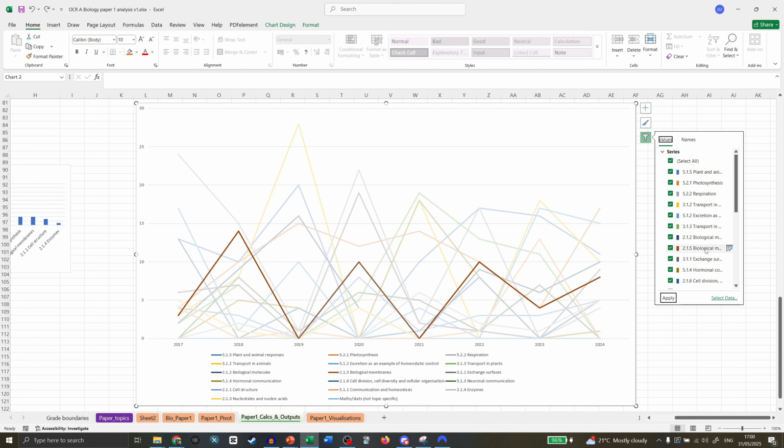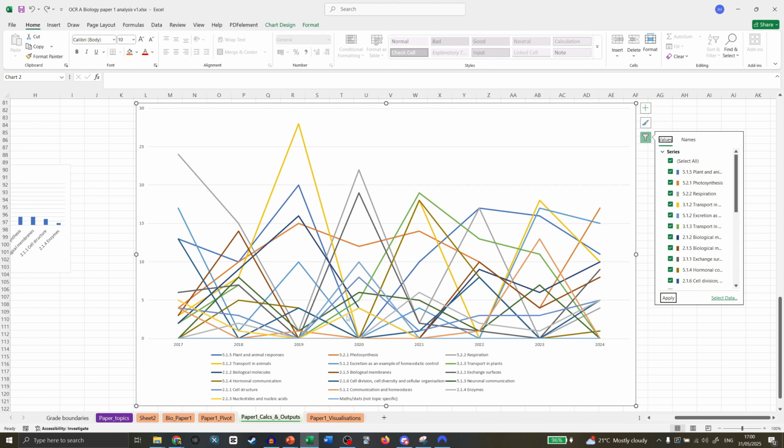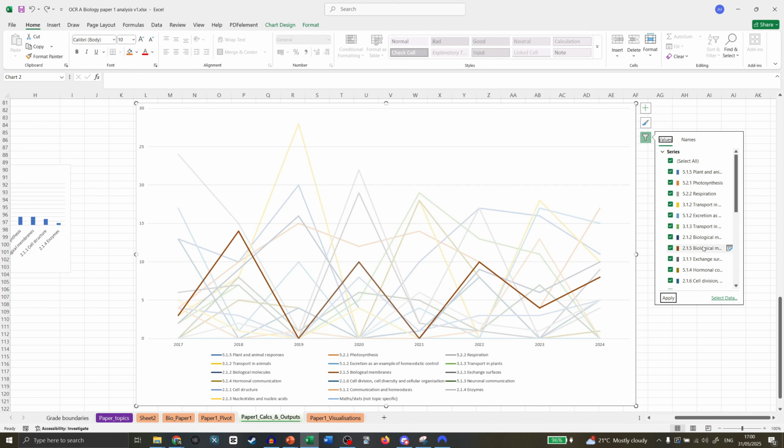I think this is biomembranes. I believe, I can't really see it on the thing. Yeah, biological membranes. So it went up. So I think this is going to go down, as we can see, an up, down, up, down, up, down trend all the way through. So I think this is going to go down this year.